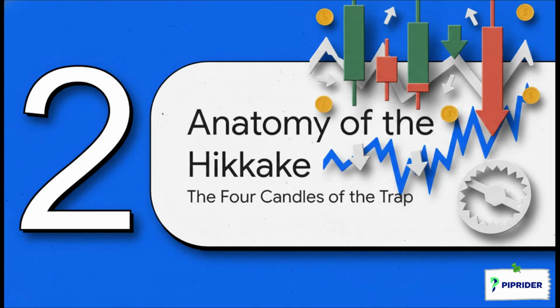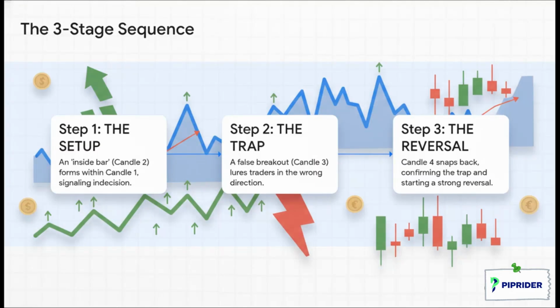Okay, so now let's get into the nitty-gritty. We're going to break down the specific candle sequence that creates this signal. The anatomy of this trap is super precise. Every single candle has a job to do. It all starts with the setup, which is basically a period of consolidation. You can see here how candle 2 forms completely inside the range of candle 1. This is what we call an inside bar. It's a classic sign that the market's taking a breath, volatility is dropping, and nobody's really sure which way things are going to go next.